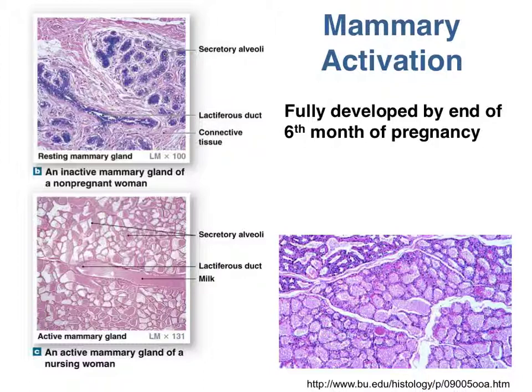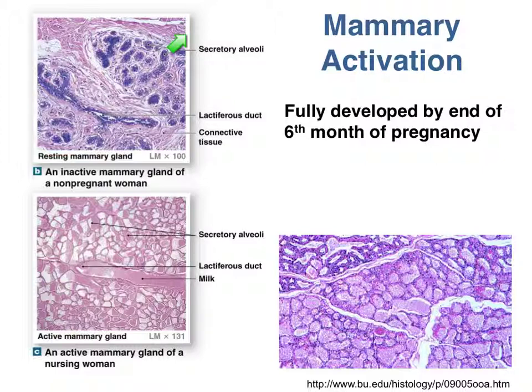Progesterone and prolactin trigger the growth and maturation of the secretory alveoli during pregnancy. The secretory alveoli are the structures where milk is produced and secreted into the lactiferous duct. The figures on the left here show the differences in how active and inactive mammary glands look under the microscope. In the inactive mammary glands, the secretory alveoli of the gland are much smaller and empty. There is also much more connective tissue between lobules of the mammary gland.